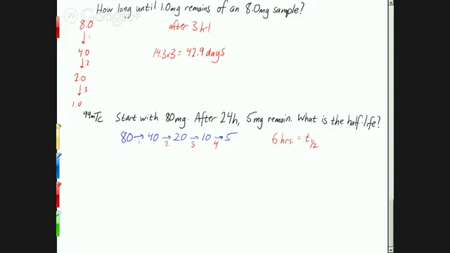By going from 80 to 5, we did 4 half-lives, and we said that those 4 half-lives occurred in 24 hours. So if you have 4 of something in 24 hours, it's got to be 6 hours each, right?